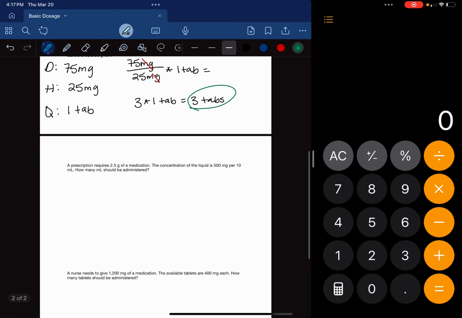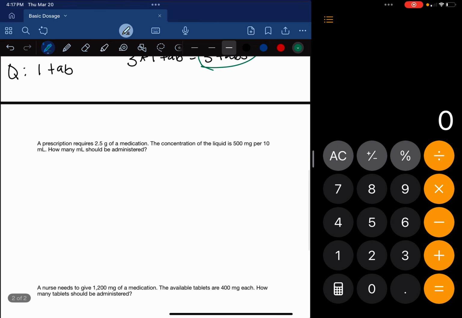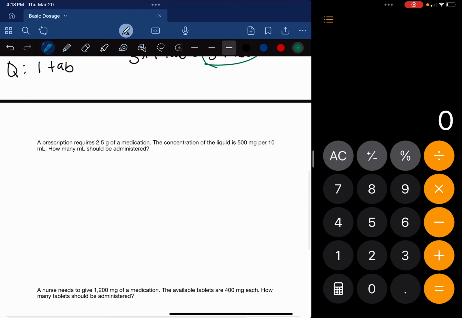Okay. Next question. A prescription requires 2.5 grams of a medication. The concentration of the liquid is 500 milligrams per 10 milliliters. How many milliliters should be administered? So let's go ahead and dissect what we need.